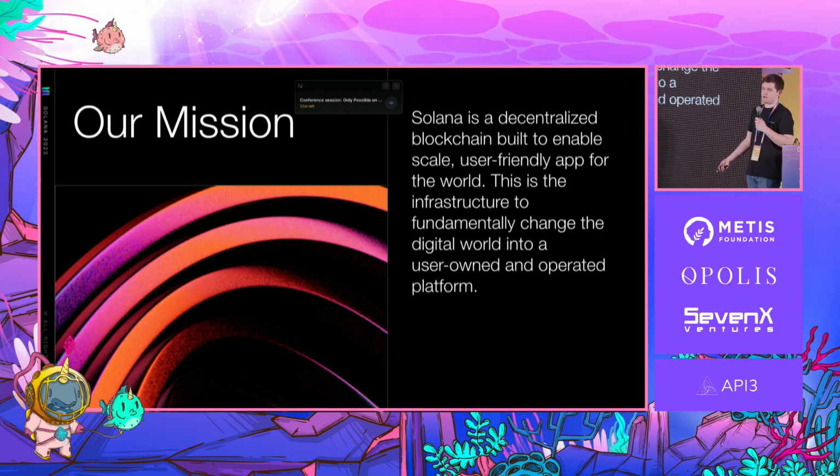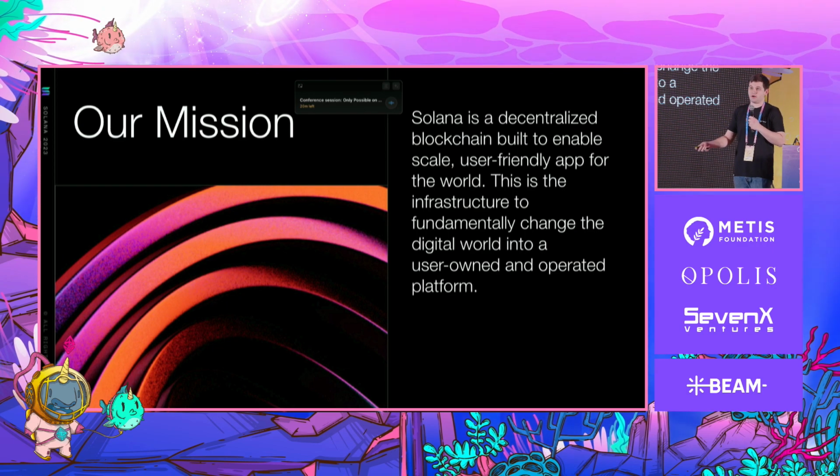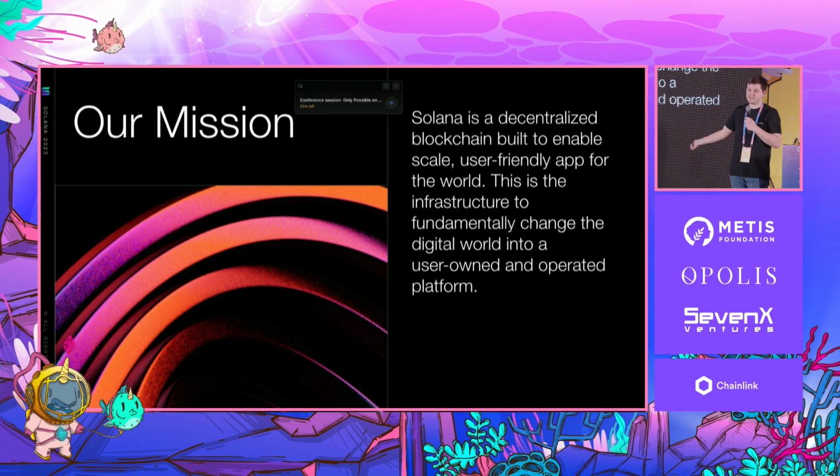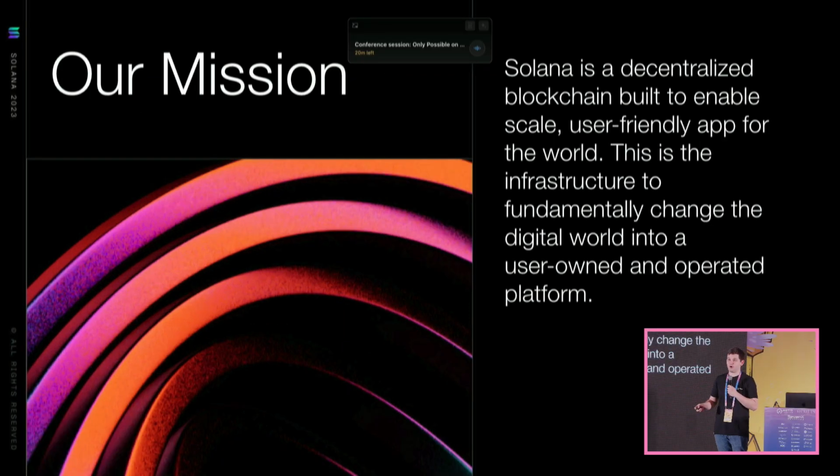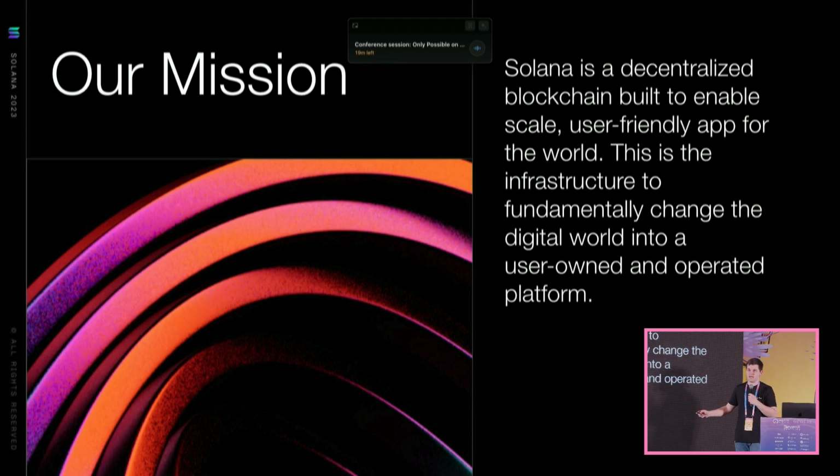So we're here at ETHDenver. Most of y'all probably work within crypto or on blockchain. You probably have a very similar mission. You want to create a blockchain platform that enables user applications to be used by not thousands, not tens of thousands of people, but hundreds of thousands, millions of people, so that they can actually reach that scale to make a difference, to make that user-owned and operated platform. So this is what we're doing at Solana Foundation, specifically on Solana.